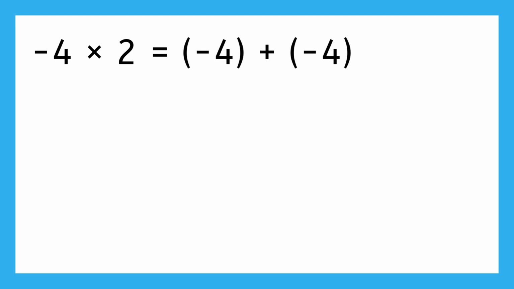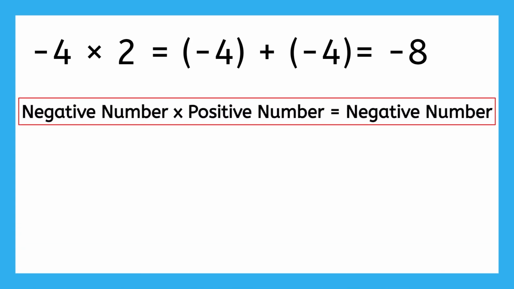This time, we have negative 4 times positive 2. Now, what is this really saying? Right, it's saying add negative 4 2 times. So I add negative 4 plus negative 4 and get negative 8. So this seems to give us a rule that a negative number times a positive number equals a negative number. But let's double check it with some new numbers.